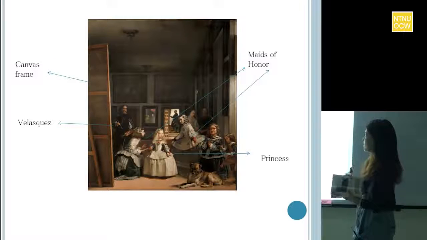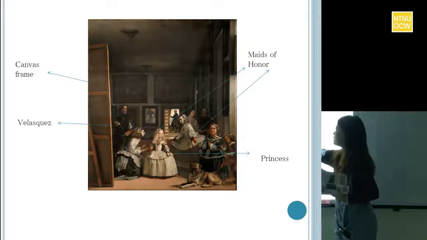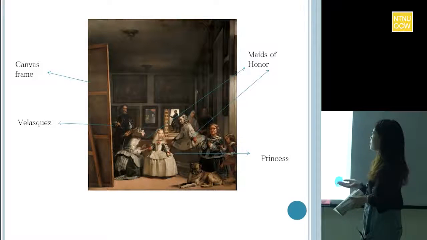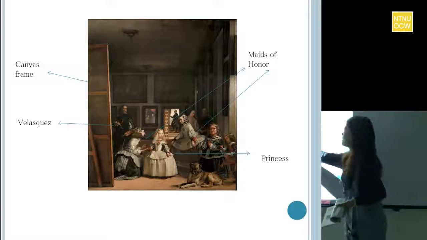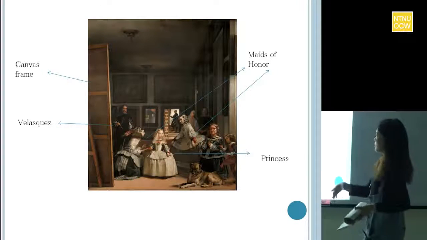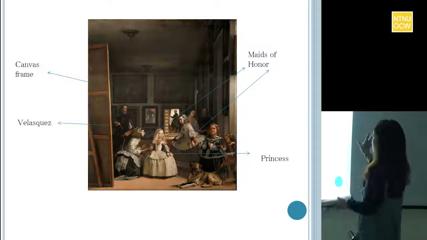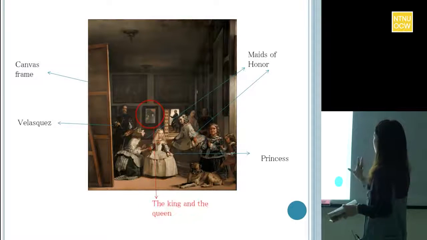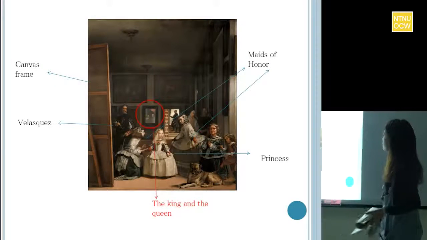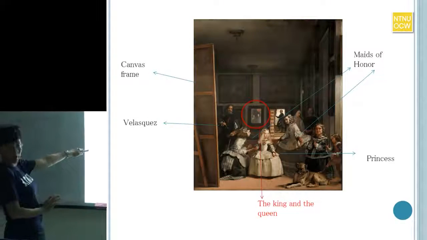We can find out this clue from the mirror in the back, where there's the king and the queen. So Velázquez is painting the king and the queen, but they are not in this painting, so they're outside of it. And we're looking at this picture from the same angle as the king and the queen. So the king and queen would be standing here, someplace outside the picture, right?